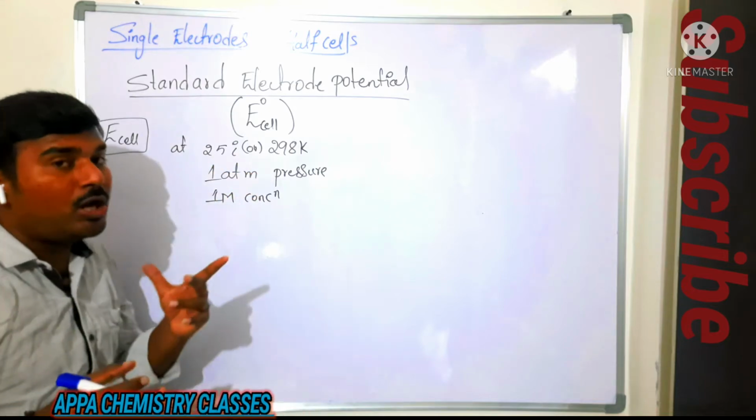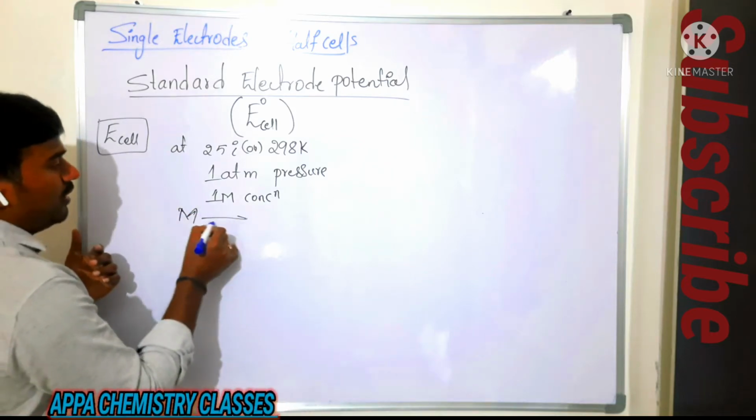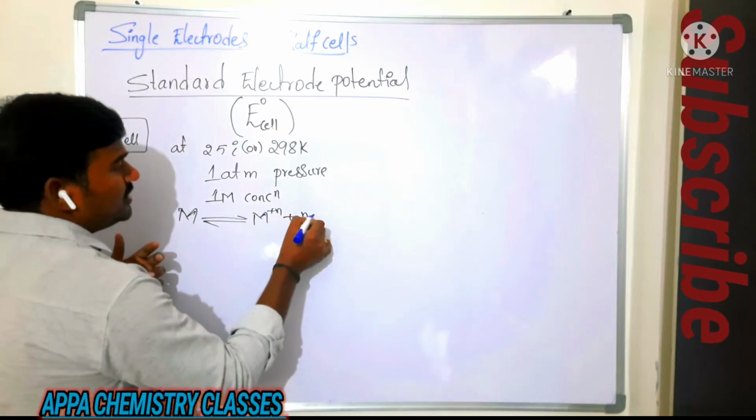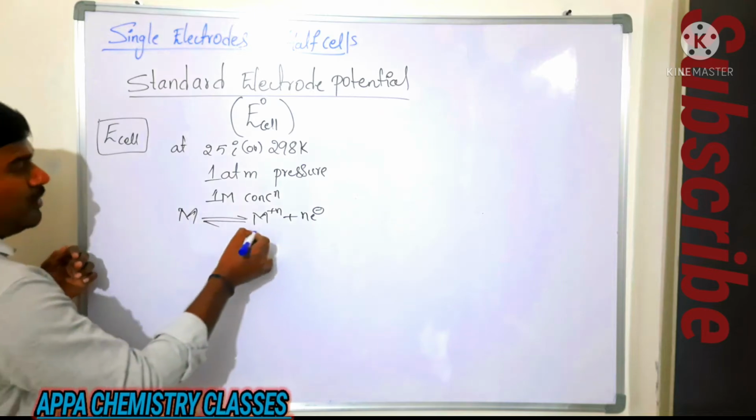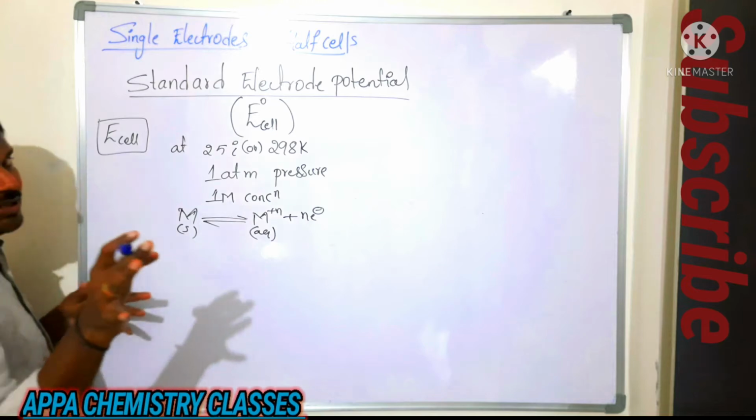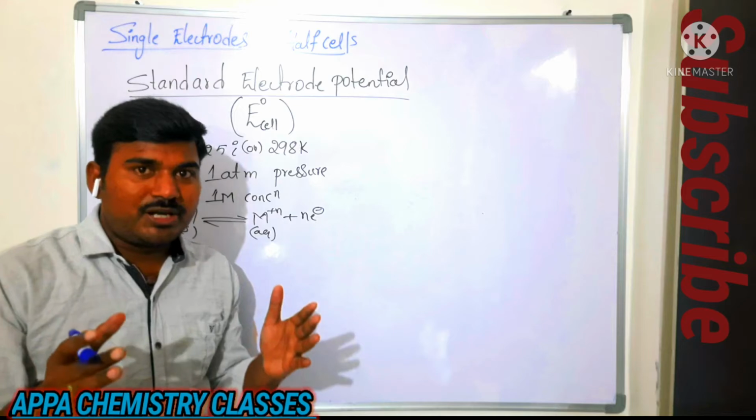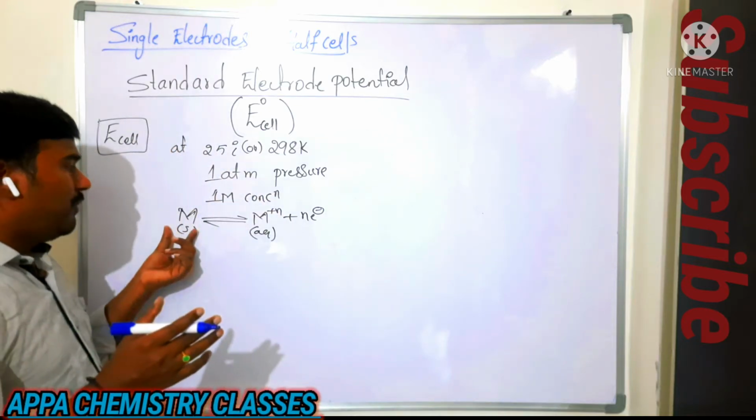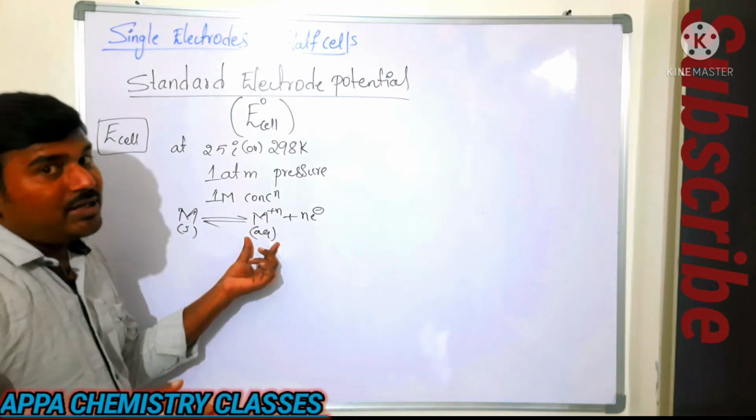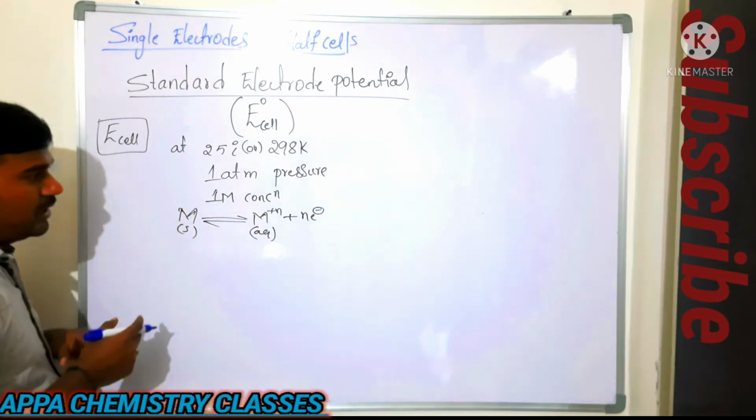and the metal and its metal ion are in equilibrium with one another. Whatever potential is developed, that potential is said to be the electrode potential. That is a standard electrode potential. Is that clear? So standard electrode potential is the electrode potential measured at standard condition when the metal electrode is in equilibrium with its electrolytic solution. Is that clear? So that is standard electrode potential.